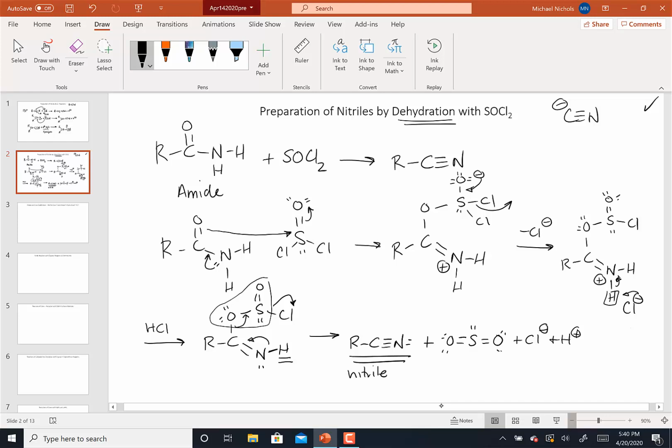So this is the first case where SOCl2 has done something different. It is considered a dehydrating reagent because it will readily react with water. Now, the overall driving force of this reaction is the formation of the sulfur dioxide gas. And as that's formed, it would bubble out of the reaction, and basically there's no reversibility in this case. So that is the way we can prepare nitriles by the dehydration of an amide with SOCl2. And the amide has to basically have 2 hydrogens attached to that nitrogen.